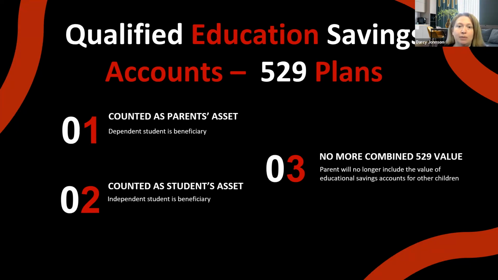So if the dependent student is the beneficiary, this 529 plan is going to be counted as a parent's asset. If an independent student is the beneficiary, no matter who owns the account, it's going to be counted as the student's asset.